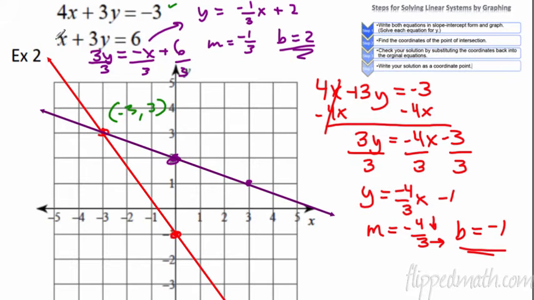And then in the second equation, we get negative 3 plus 3 times 3 is 9, so negative 3 plus 9 is 6. It works in that one. So our answer is (negative 3, 3). And we're done with that example.